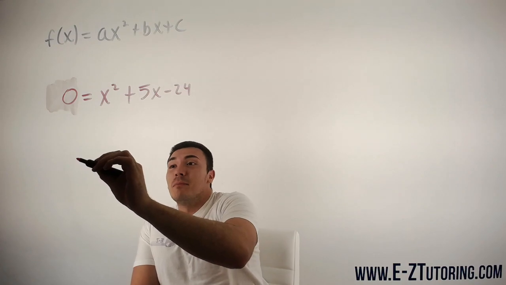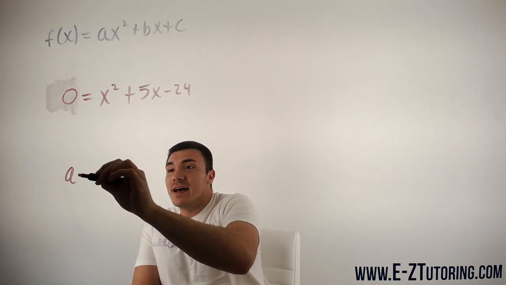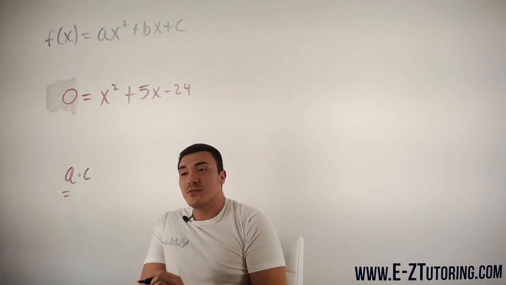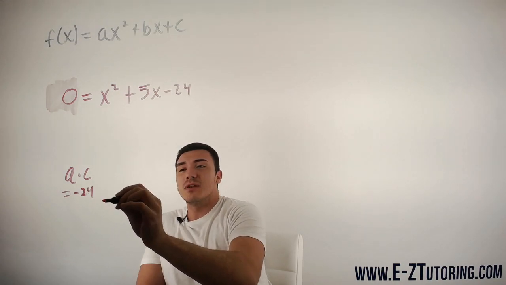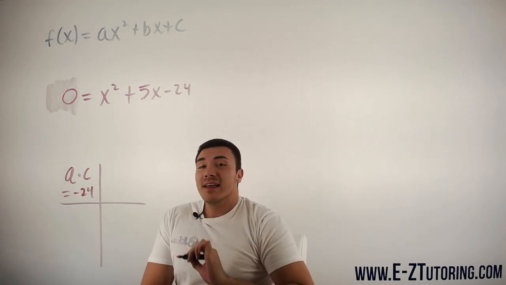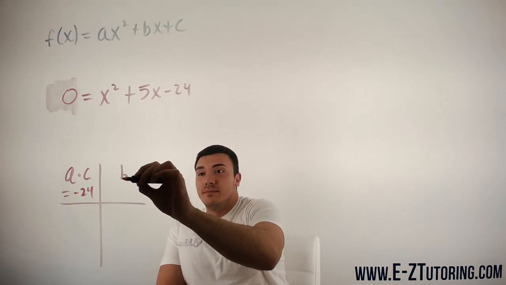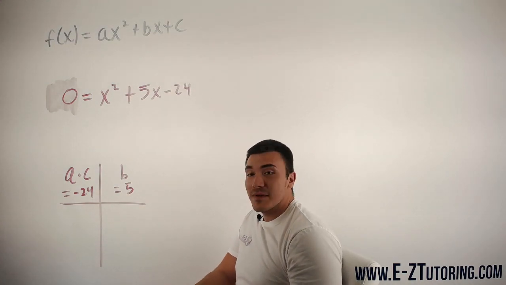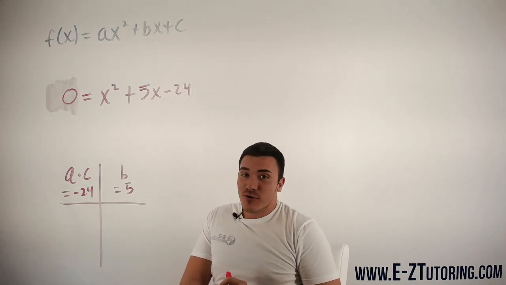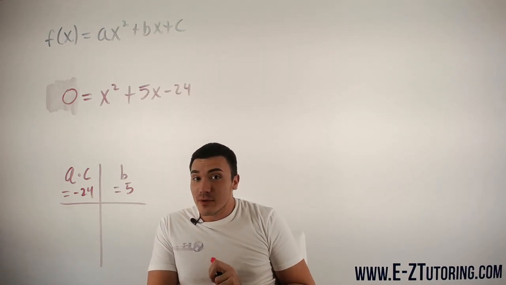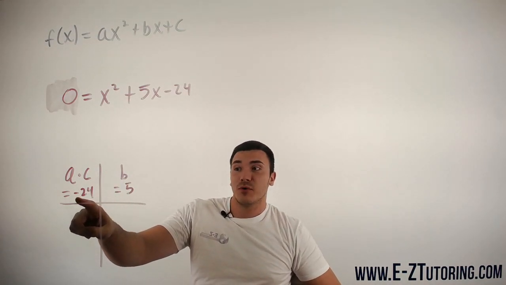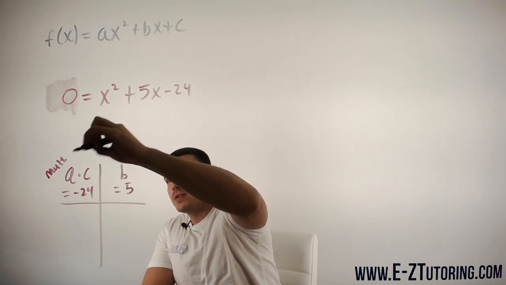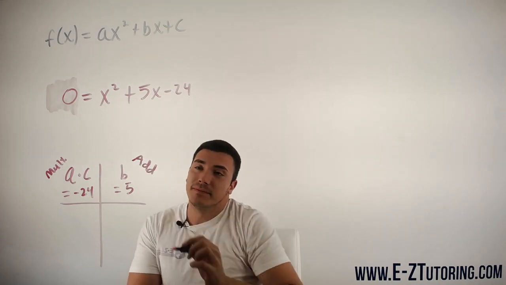What we need to do is multiply a times c, which is simply equal to 1 times negative 24, which gives us negative 24. Next, we will need to find out what our b value is. Our b value is simply 5. Why do we need these values? Well, in order to factor a quadratic equation, you need two numbers that multiply to negative 24 and add to 5. So I'll say over here, multiply and add.